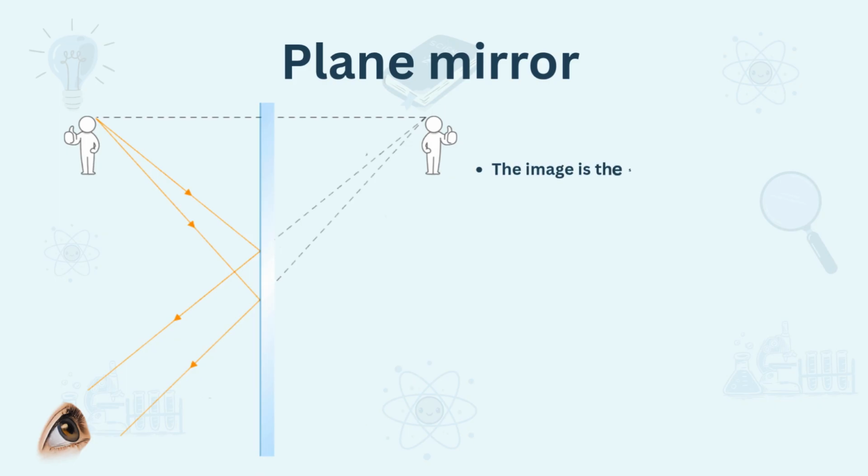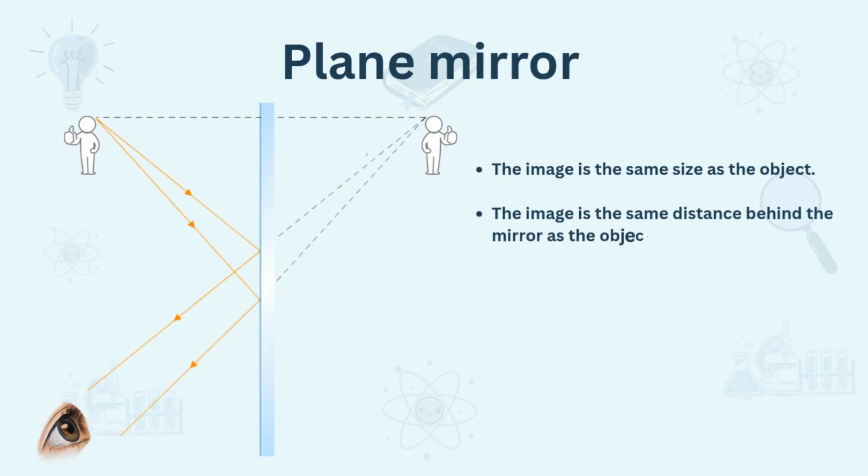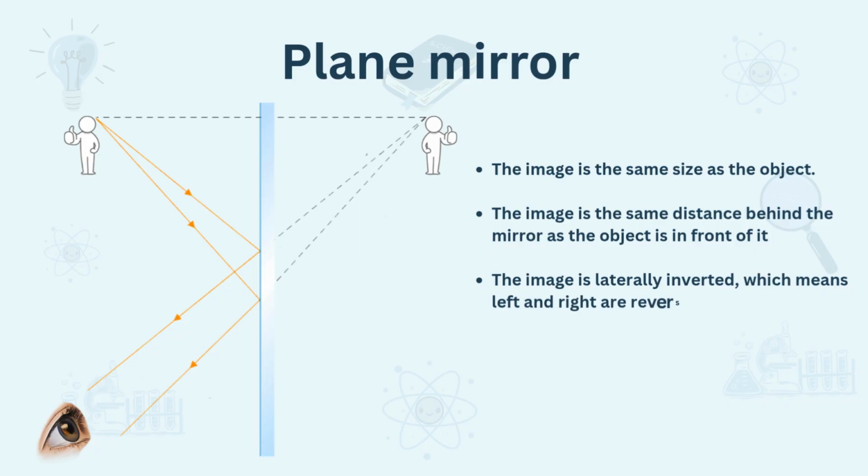This image has several important properties. First, the image is the same size as the object. Second, the image is the same distance behind the mirror as the object is in front of it. Third, the image is laterally inverted, which means the left and right sides are reversed. For example, if you raise your right hand, the image in the mirror appears to raise its left hand.